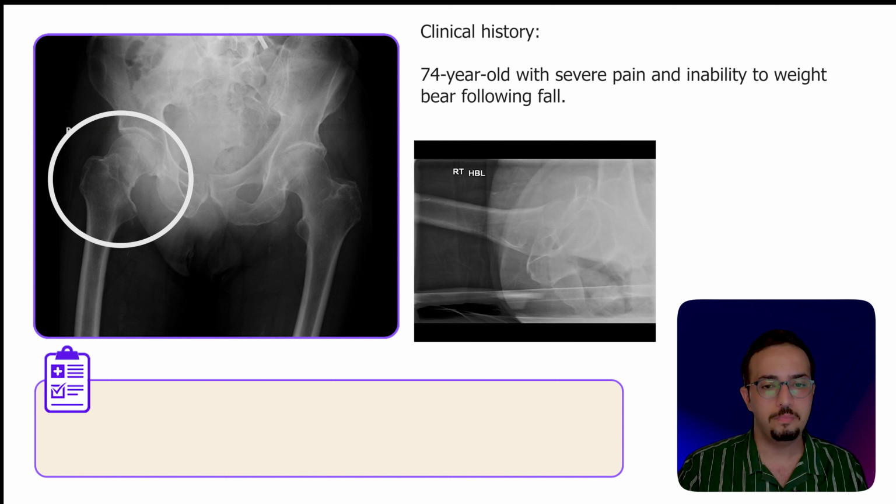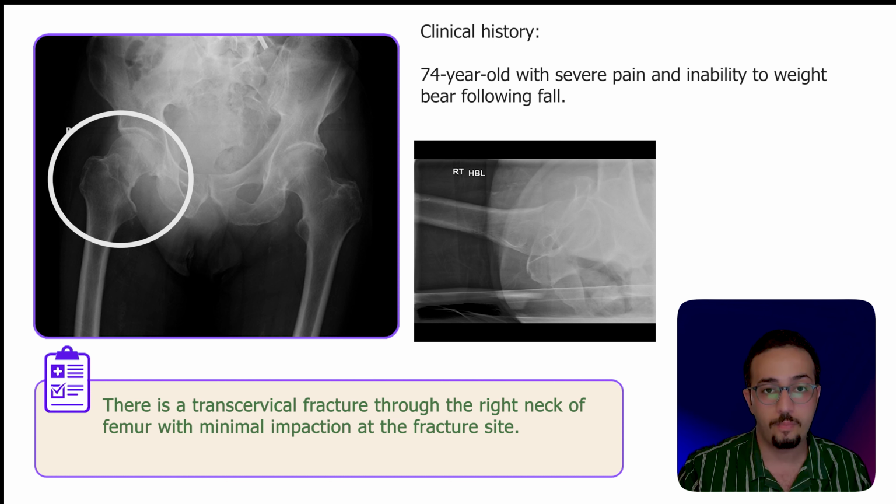Okay, so as you can see here, there is a transverse fracture, and by transverse, as we mentioned, we compare it to the longitudinal line of the bone, not the body. So it is transverse to the line that we draw from the femoral head to the femoral neck, which is perpendicular to it. So it's a transverse fracture through the right neck of femur with minimal impaction of the fracture site.